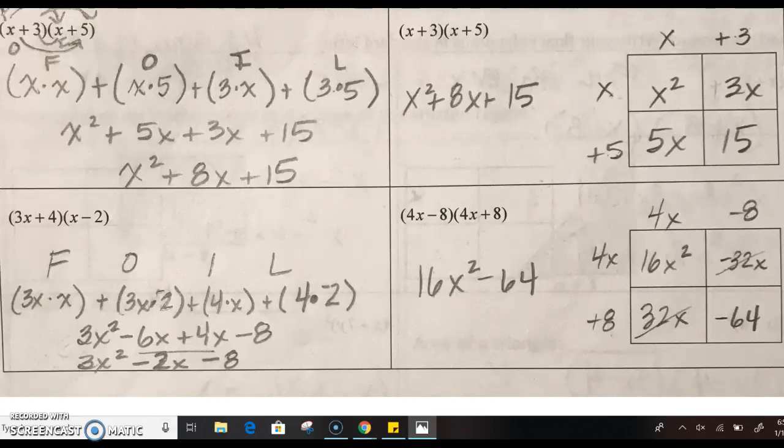Okay, next one, I used the box for this one. So notice I put the 4x and the minus 8 on the top. Notice how I have the minus in front of the 8, and then down the side I have the 4x plus 8. And I'm going to multiply. Okay, so 4 times 4 is 16. x times x is x squared.